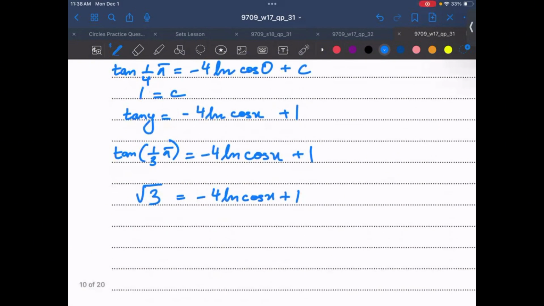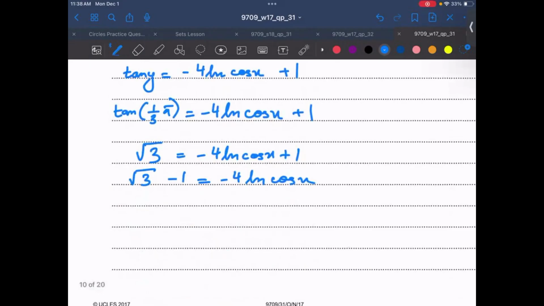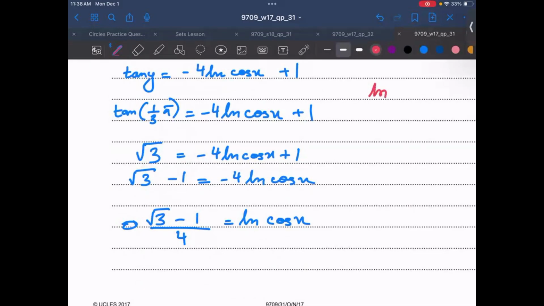We'll take the plus 1 to the left hand side. We'll get root 3 minus 1 is equals to minus 4 ln of cos x. Then we'll divide by 4 on the left hand side. We'll get root 3 minus 1 divided by 4 is equals to ln of cos x. Now we know using the basic laws of logarithms that if ln x is equals to y, x is equals to e to the power of y. So first we'll do root 3 minus 1 and then divide by 4. So we'll get 0.1830 is equals to ln of cos x.